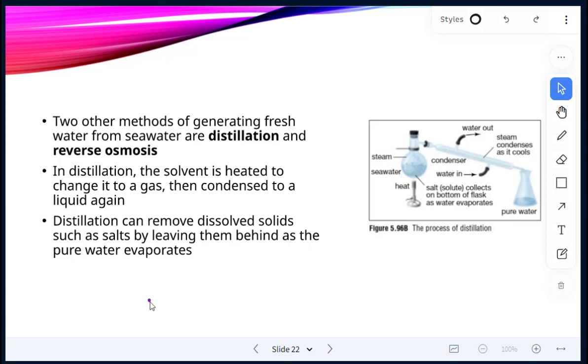There are two other methods of generating fresh water from seawater: distillation and reverse osmosis. In distillation, for example, if we have seawater in here, it's being heated and changed to a gas, and then it's going to go through the condenser to change back to a liquid again to get the pure water. So it's basically removing the dissolved solids, such as the salts, by leaving them behind, and the pure water gets evaporated. Steam goes through the condenser. The steam will condense as it cools through here, and we get pure water. All right, the salt, which is the solute, collects on the bottom of the flask as the water evaporates. So that's the process of distillation.